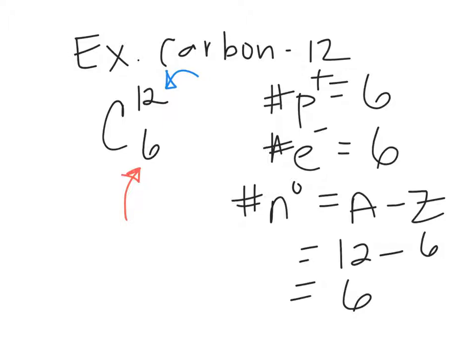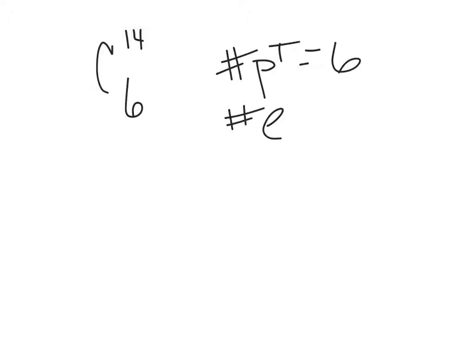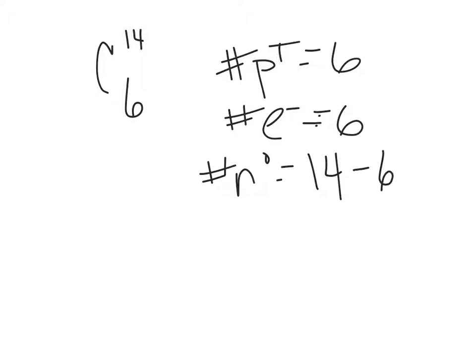Let's look at an isotope of carbon. Let's look at carbon-14 now. So again, the atomic number hasn't changed because it's still carbon. So the number of protons is equal to 6. The number of electrons is equal to 6. And now the number of neutrons is equal to 14, which is the mass number, minus 6, which is equal to 8. So we can see here in carbon-14 we've got a different number of neutrons.